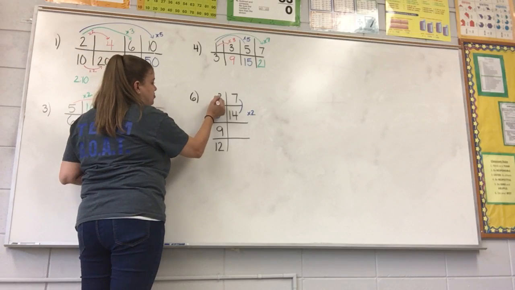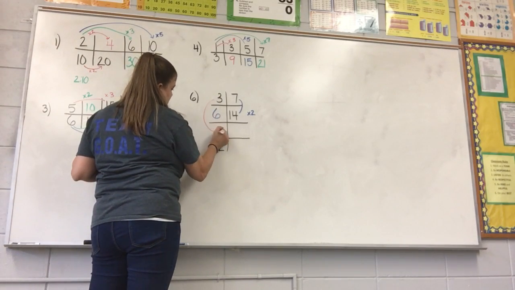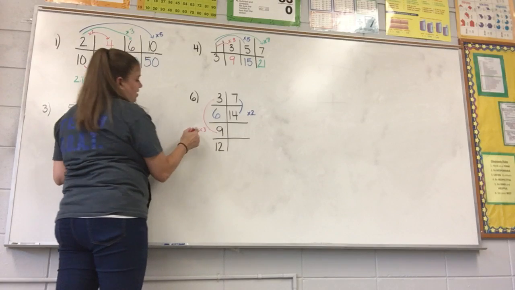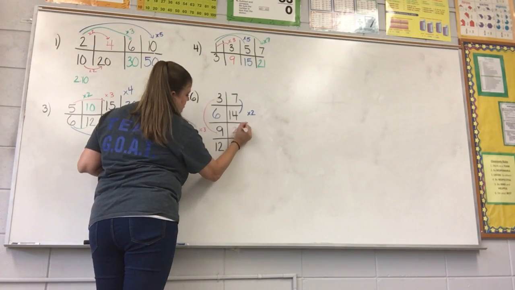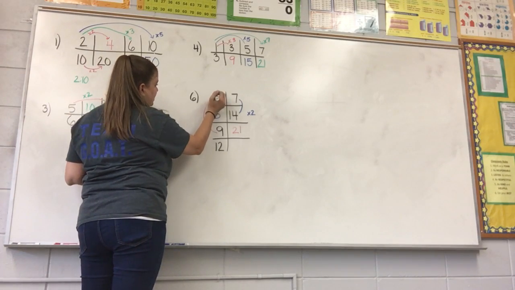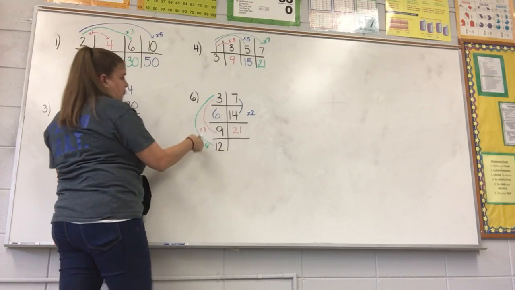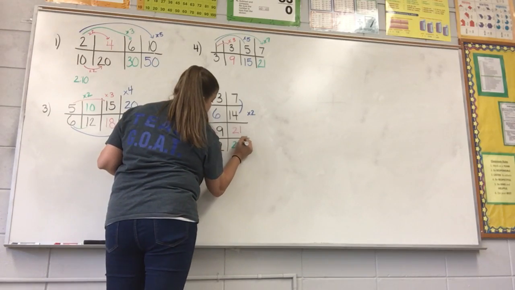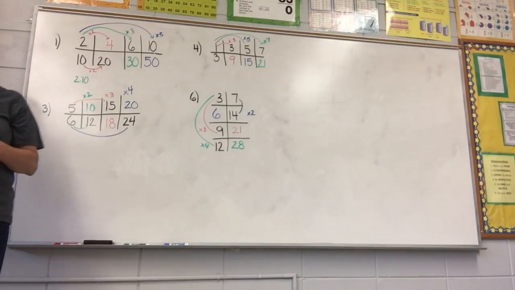How do they go from 3 to 9? Times 3. So what is 7 times 3? 21. And last, how do they go from 3 to 12? Times 4. So 4 times 7 is 28. Questions on that? Okay, now let's go back and do number 2.